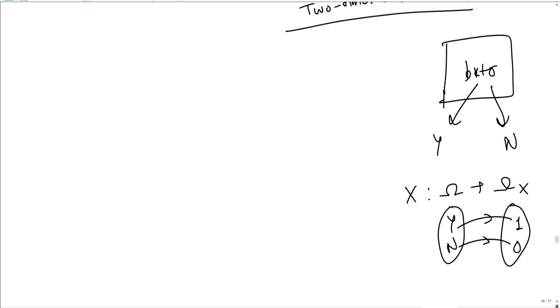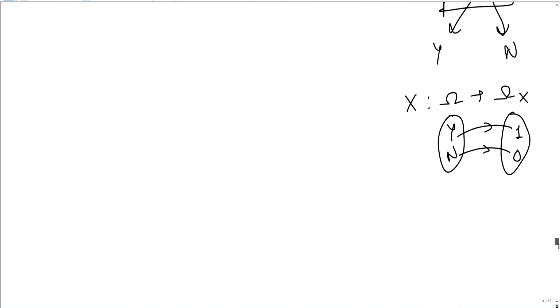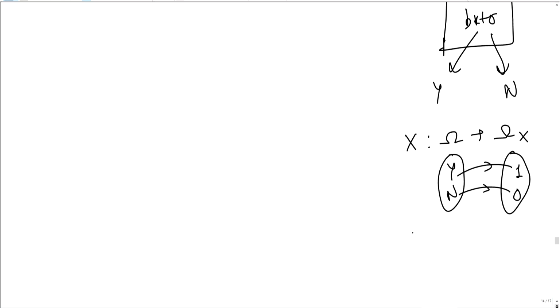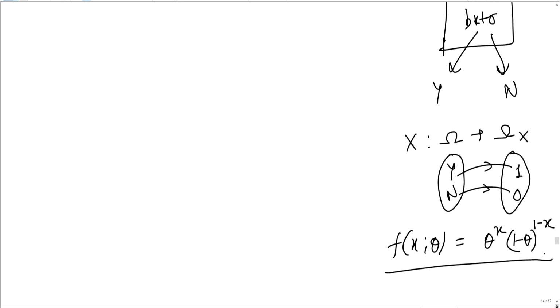Now you can go ahead and define a probability assigner function on the values of the random variable. So let's say you can define a probability assigner function like this: f of x theta equals theta to the power x, 1 minus theta to the power 1 minus x. You can define a probability assigner function like this.